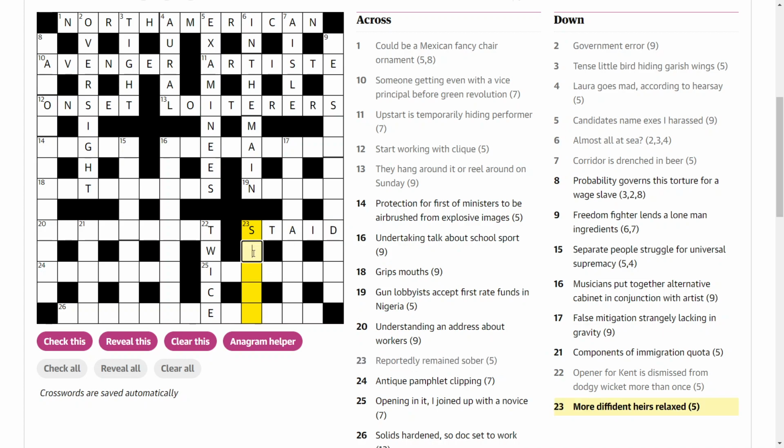More diffident, airs relaxed. Shire. Does that mean more diffident, shire? Don't know, but airs relaxed looks like an anagram of airs. Opening in it, I, joined up with a novice. An initiate is a novice, but that doesn't fit.